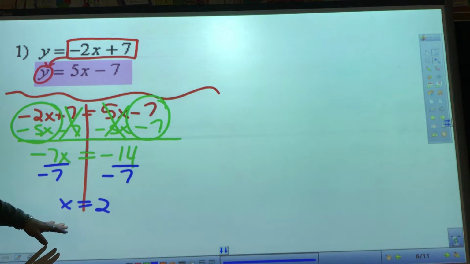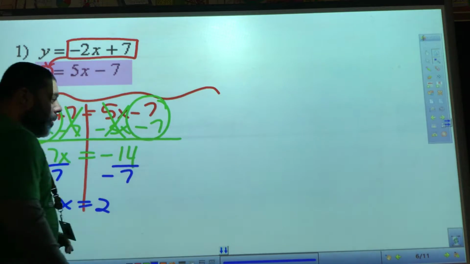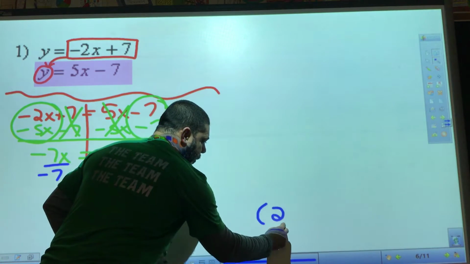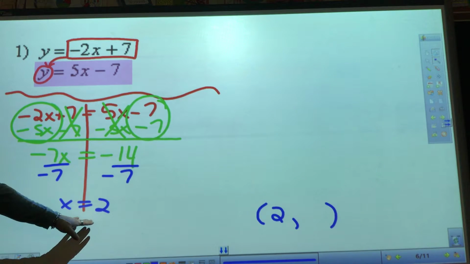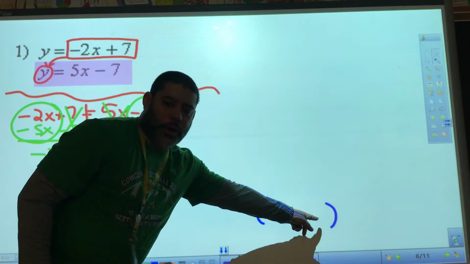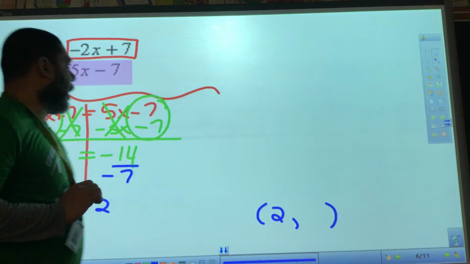Now, guys, I got an answer. I got a solution. That's only part of it. All I figured out so far is that the x coordinate, where those intersect on a graph, is 2. x is 2. I still don't know what the y coordinate is. I have to figure out the y coordinate also.